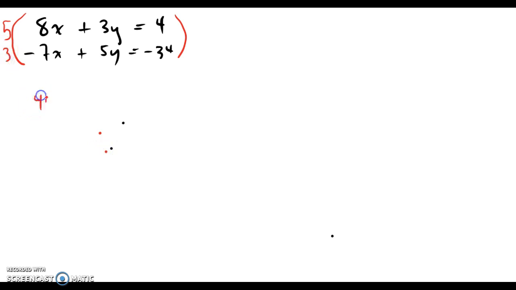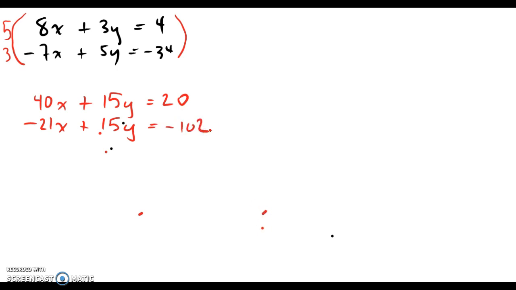So now I've got 40x plus 15y is equal to 20. And I've got negative 21x plus 15y is equal to negative 90, what is that, 102? Let me think. 12, yeah, negative 102. And this question is also good because it brings up another important point, in that I'm going to have to subtract these. Sorry, let me make these brackets bigger. I'm going to subtract these.